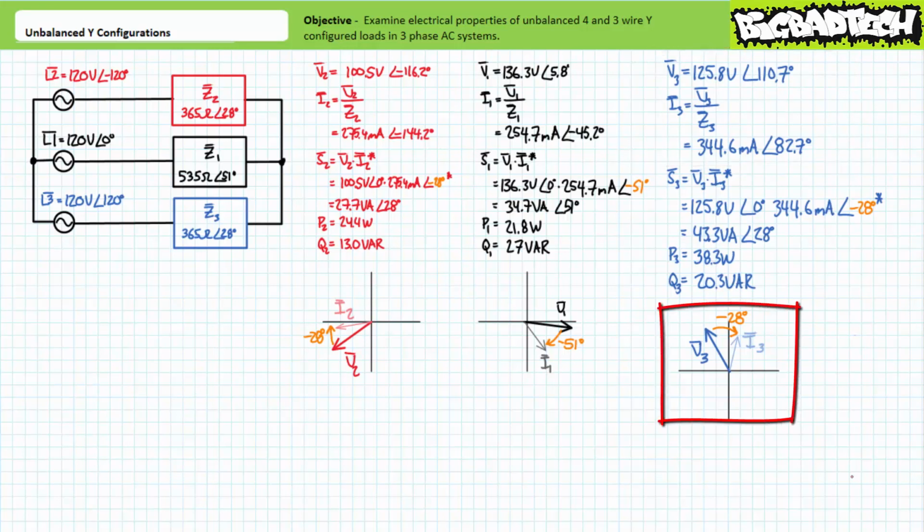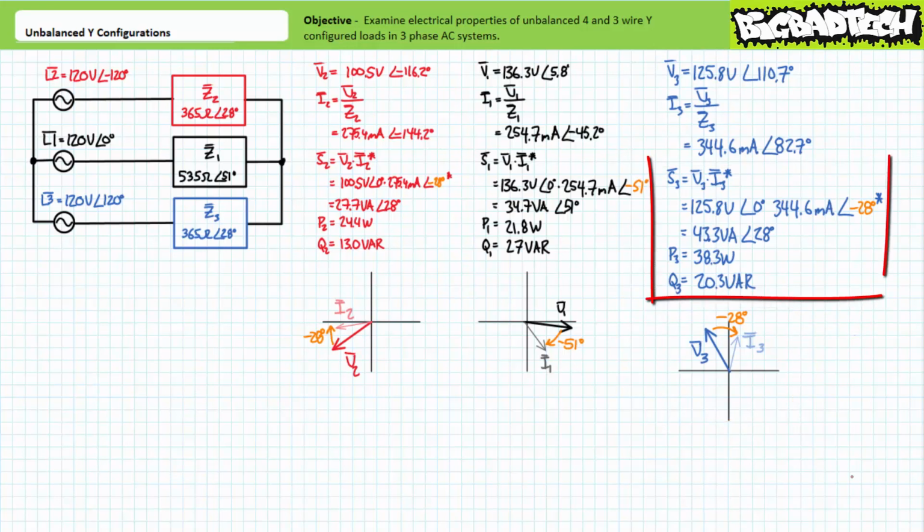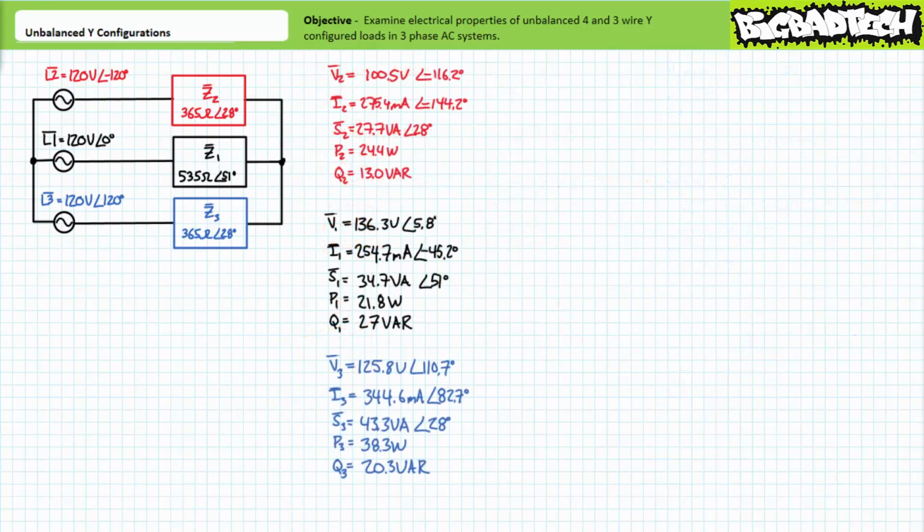A phasor diagram illustrates current lags voltage by a relative 28 degrees. An application of the AC power formula using only the relative phase shift demonstrates load impedance Z3 experiences 43.3 volt amperes of apparent power, of which 38.3 watts is directed towards real power and 20.3 VARs is directed towards a reactive interchange. Here are our final values. Note for this unbalanced three-wire Y configuration, not only is current different for each branch, so is voltage. Understandably, power consumption for each load differs.